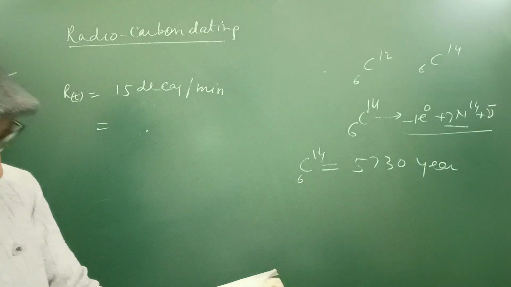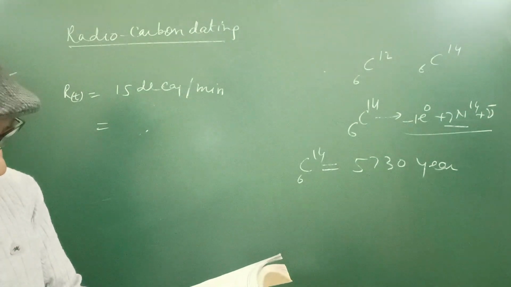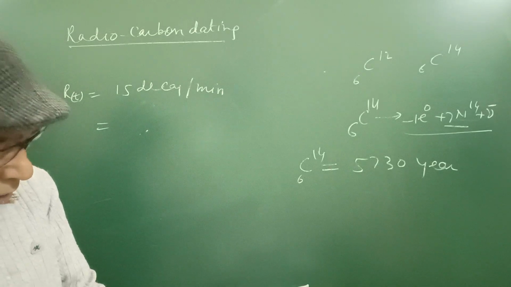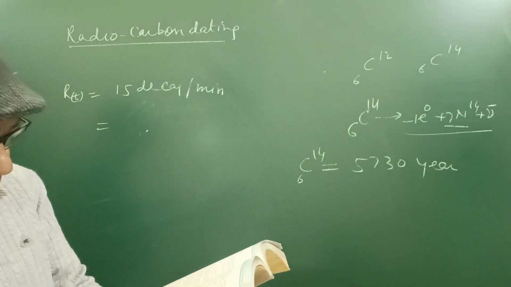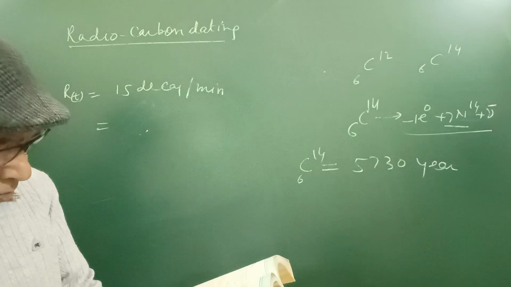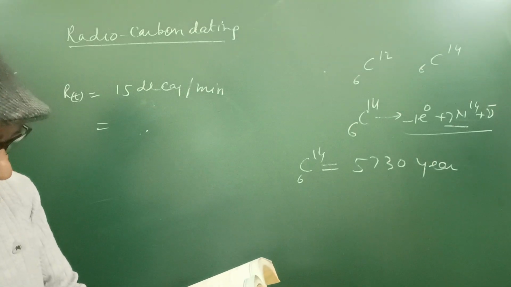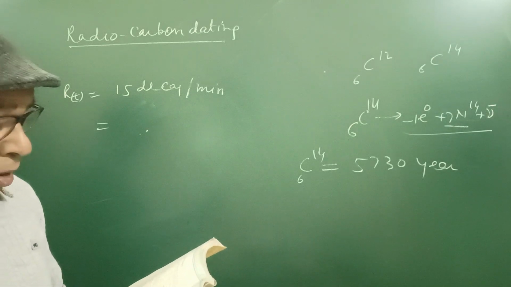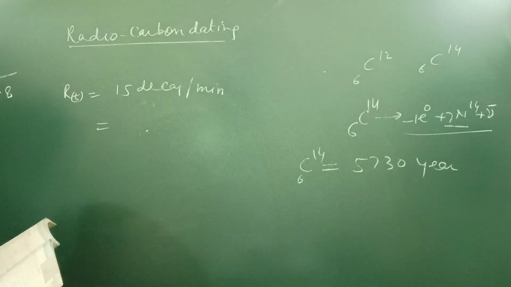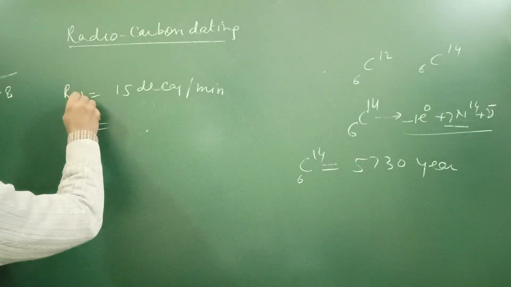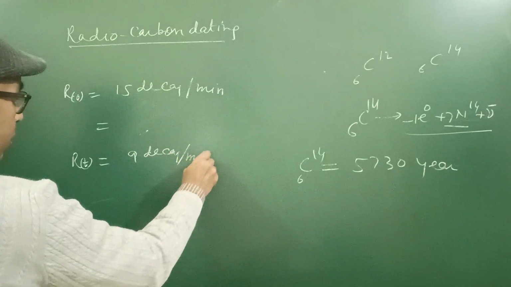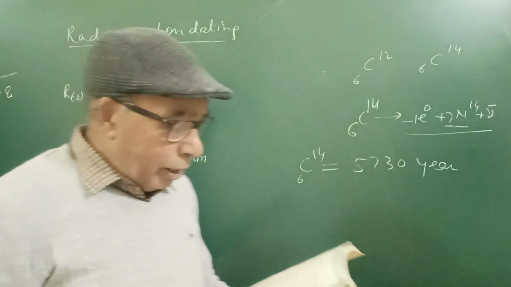The activity arises from the small portion of C-14 present in the stable carbon isotope C-12. When an organism is dead, its interaction with the atmosphere ceases and its activity begins to drop. Then from the known half-life, 5730 years, and the measured activity, the age of the specimen can be approximately estimated. This is the principle of C-14 carbon dating used in archaeology. Suppose a specimen from Mohenjo-daro gives an activity of 9 decays per minute, that is RT equal to 9 decays per minute. You are asked to estimate the approximate age of the Indus Valley civilization.